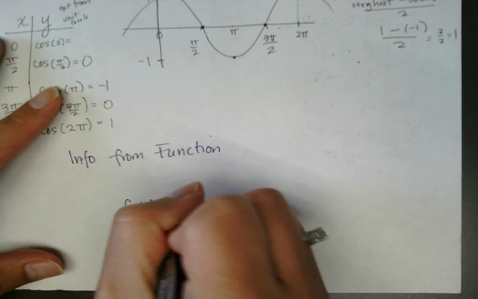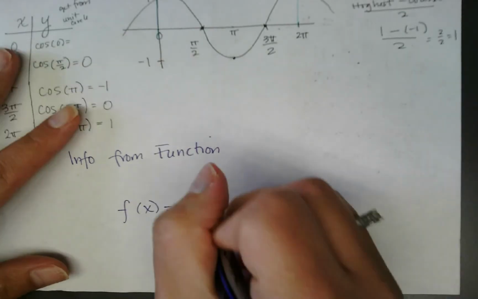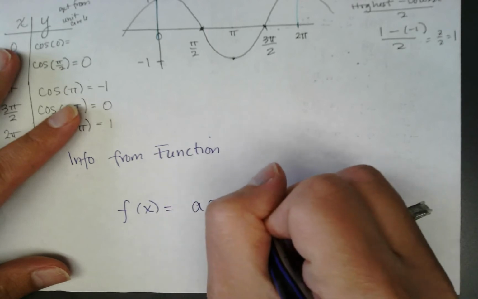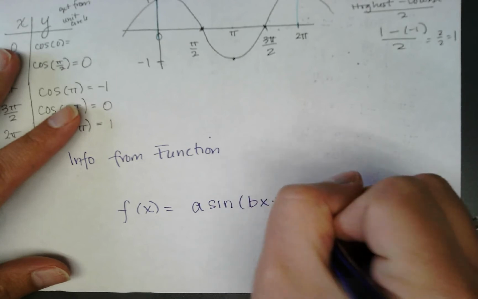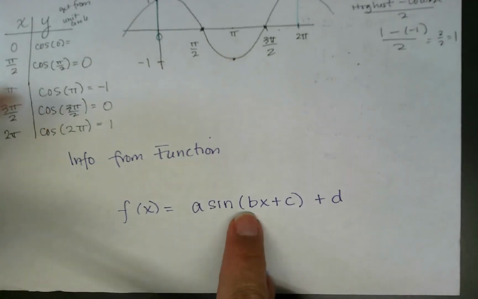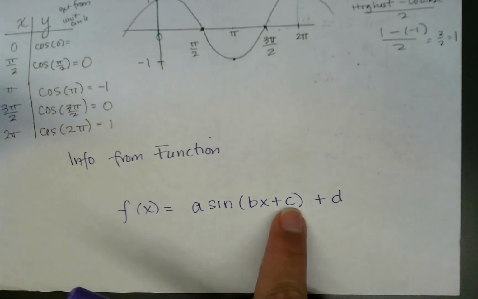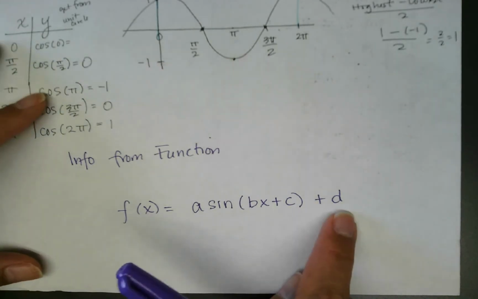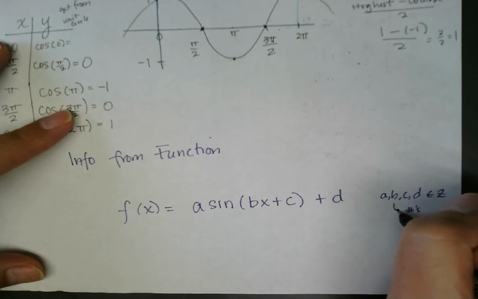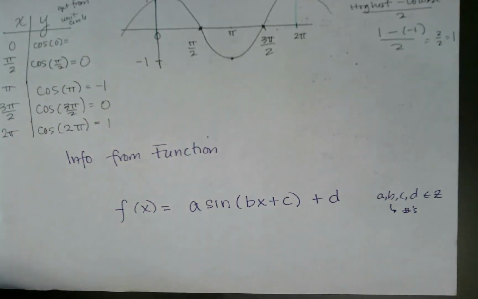So f of x equals a sine of bx plus c, plus d. Okay. So you could have a coefficient in front. You could have a coefficient in front of the x. You could have a shift type looking thing and another shift type looking thing. Okay. So this is where a, b, c, d are in the set of integers. That Z is integer. That symbol means an element of. So that means they're just numbers. Okay. They're just numbers.